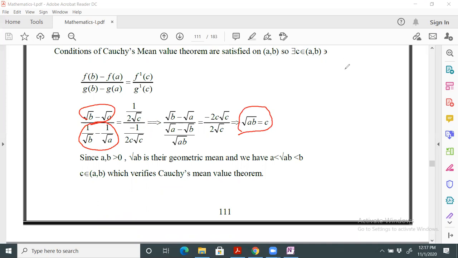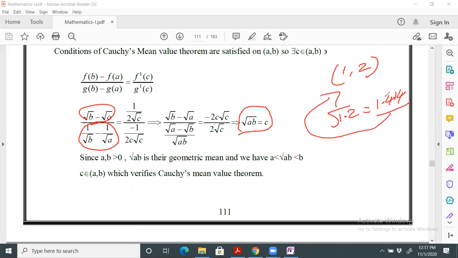So we took the values 1, 2. In the interval 1, 2, does the square root of 1 into 2 exist or not? Root 2 is nothing but 1.414. 1.414 will exist in the open interval 1, 2. Hence Cauchy's mean value theorem is verified. This is the process.